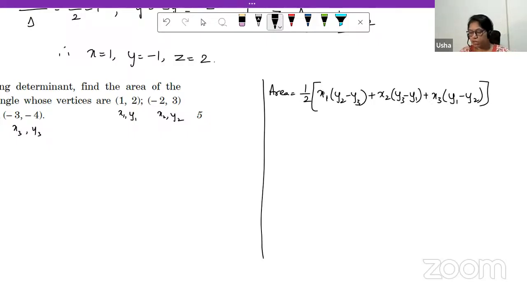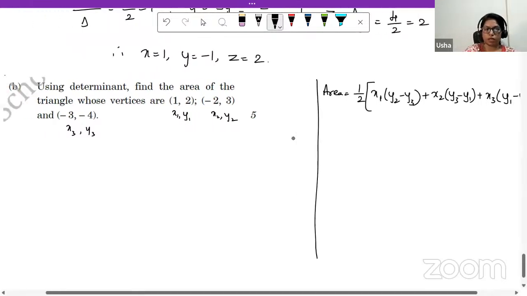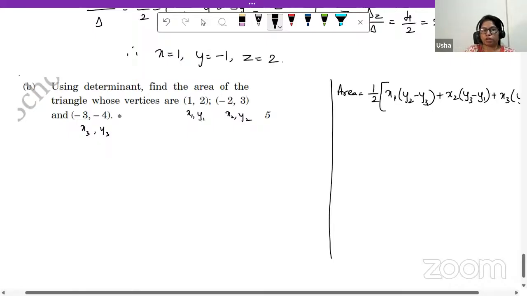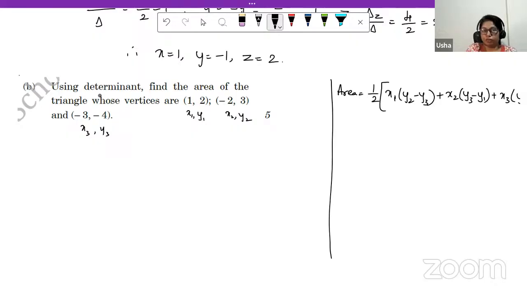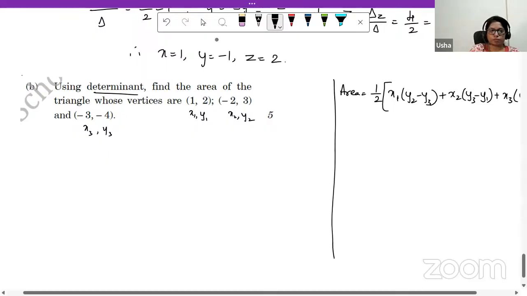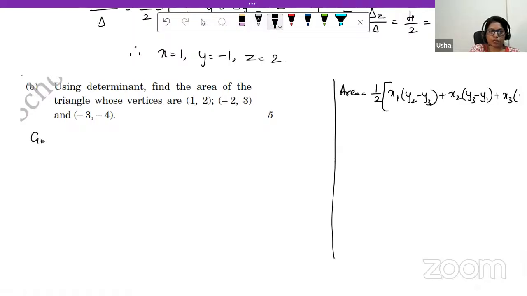Outside the bracket, it is always x. Inside bracket, it is y. This is one way of solving. If the question is just find area of triangle whose vertices are given, this is what you're going to do. But if they have given using determinant, you find it. Then you need to write first determinant and then you will have to solve it. For this, you write down given vertices. This is again most repeated question. I have seen it in many question papers.